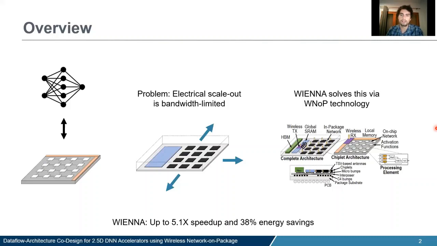So our idea is to introduce wireless Network-on-Package technology, that is wireless interconnects with nano antennas in the chiplets in order to bypass such limitations. By the end of the paper, we'll see how Vienna allows up to a 5.1 times speed up and up to a 38% in energy savings.